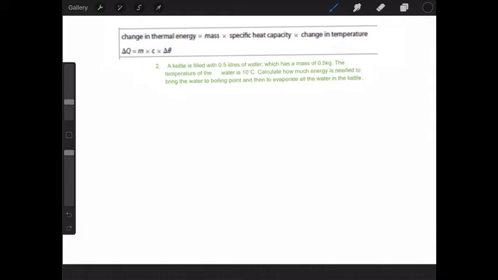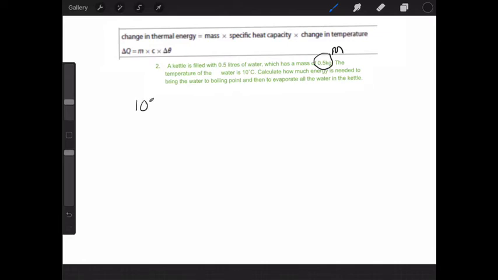Okay, on to the next example. So now we have a kettle that is filled with half a litre of water. Now that's a red herring, because we don't care about the volume of water at all in this equation. But we do care about the fact that it's got a mass, and that mass has been given to us as 0.5 kilograms, standard units again. Oh, formatting, sorry. I can see it is screaming at me. The temperature of the water is 10 degrees.